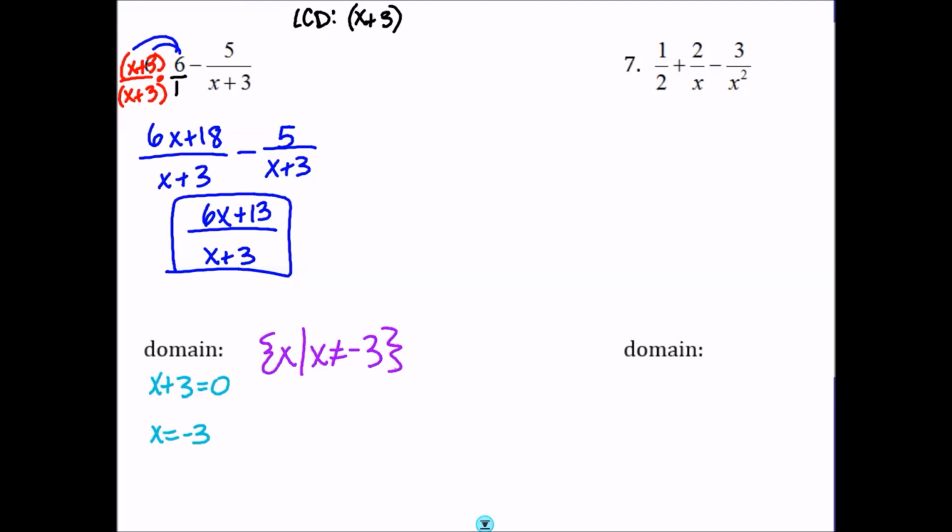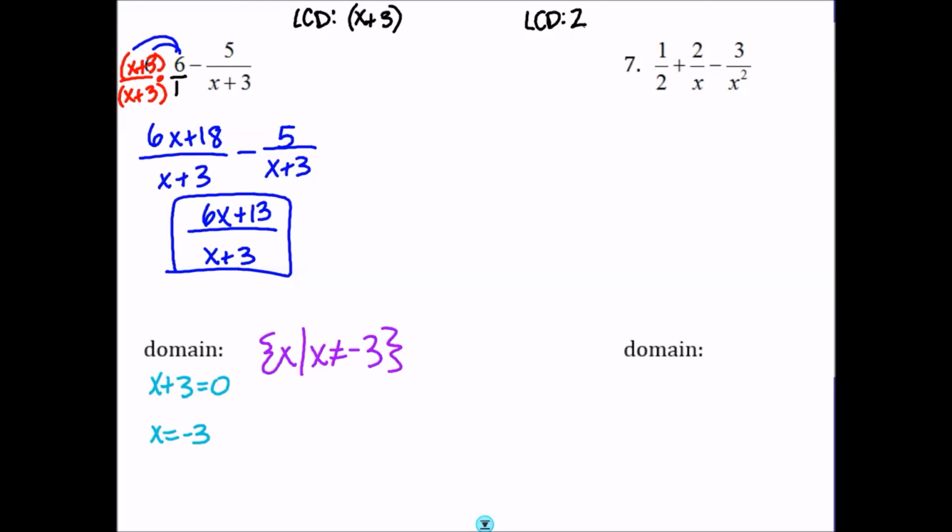Now let's look at number 7. This one's a little trickier. We have 3 fractions, so we need to find the LCD for all 3 fractions. So we need the simplest expression that has 2x and x squared as its factors. Well, we know we need to have 2 as one of the factors. Then we need to have x and x squared as factors.